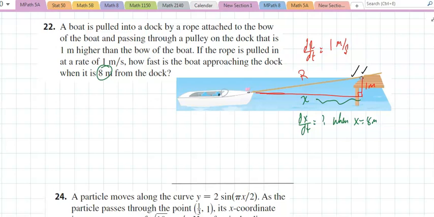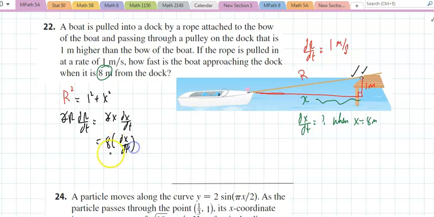To combine those, I know that R squared equals 1 squared plus x squared. So 2R dR/dt equals 2x dx/dt. I could divide by that, save myself some time. Now, I know what x is. x is 8. dx/dt is what I'm looking for. How fast is the boat approaching? dR/dt is 1.